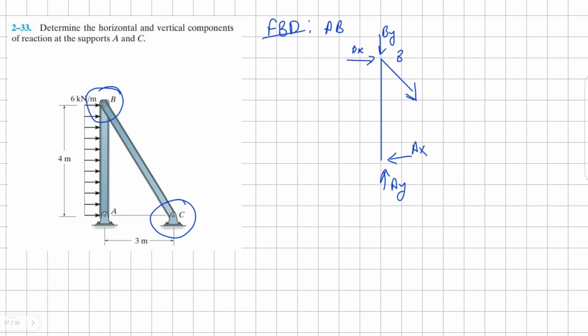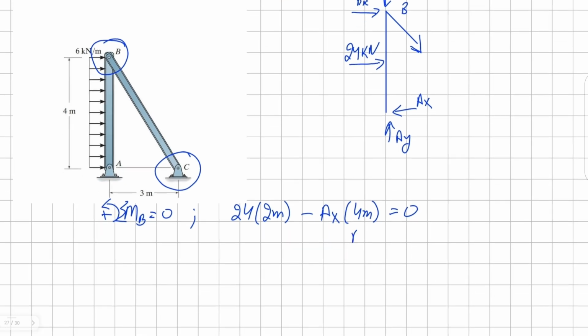And we have a uniform distributed load all along this section AB, therefore it's going to be in the center, 2 meters away, and it's going to be 6 times 4, that's 24 kilonewton. Let's take the moment about the point B. It's going to be 24 is counterclockwise, therefore positive, and it's 2 meters away. And then we can have clockwise AX, which is going to be negative, and it's 4 meters away, all equals to 0. So for AX, we get positive 12 kilonewton. Now we can sum the forces in the X direction.